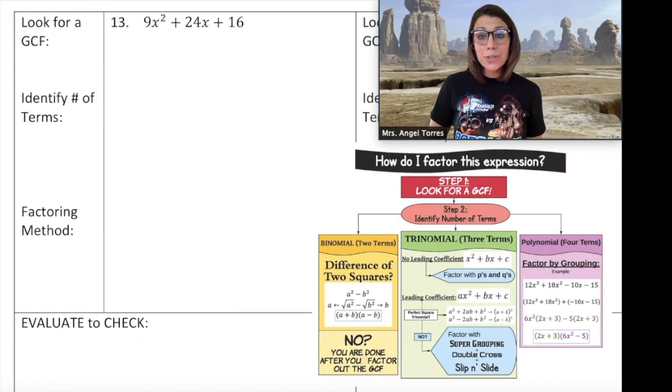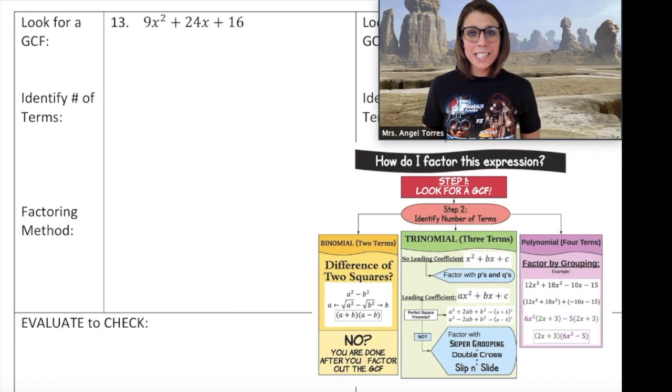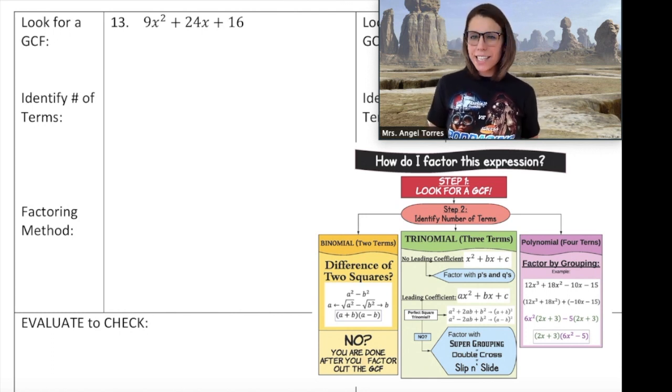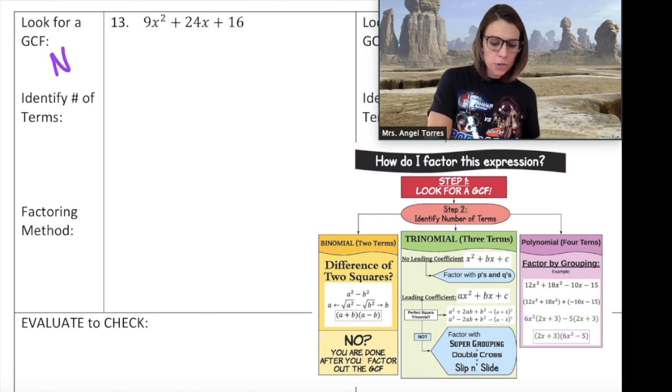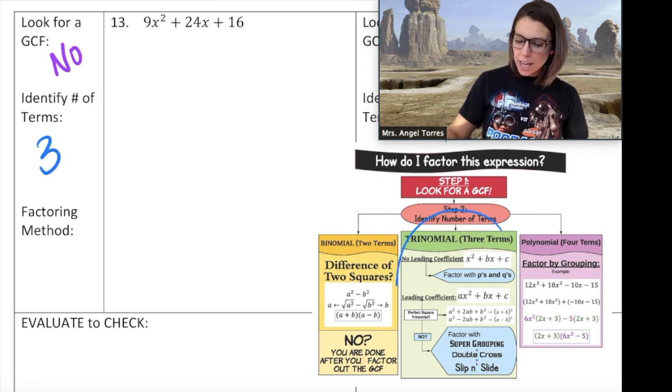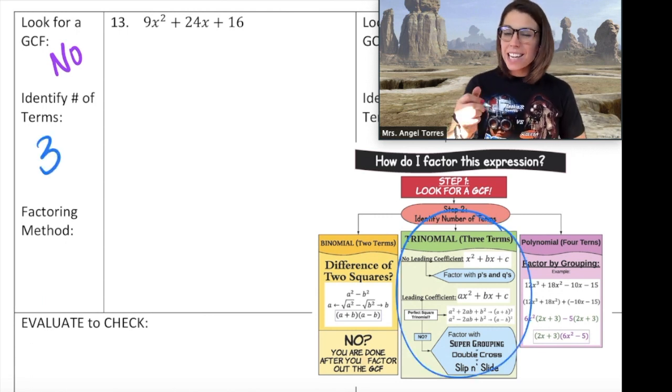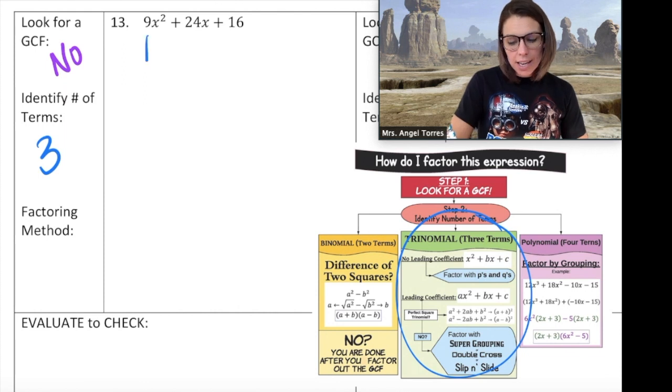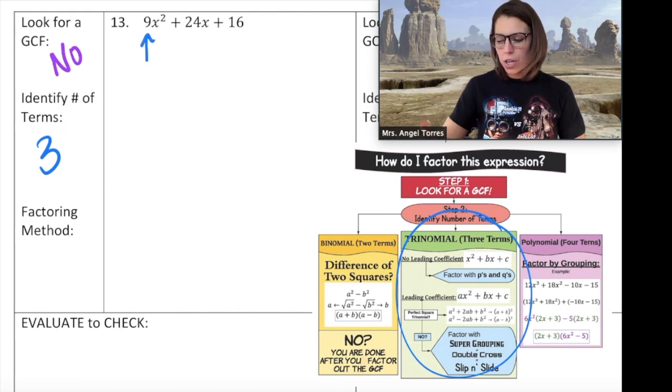Down to our final 2 problems. Number 13, 9x squared plus 24x plus 16. Is there a GCF here? Not amongst all 3 terms, no GCF. How many terms are there? I see 3, which means we're looking at our green box here. Is there a leading coefficient? Yep, that means we can't use our P's and Q's.